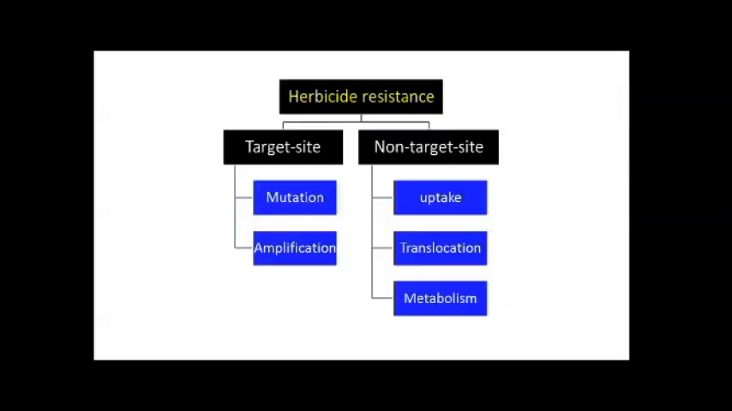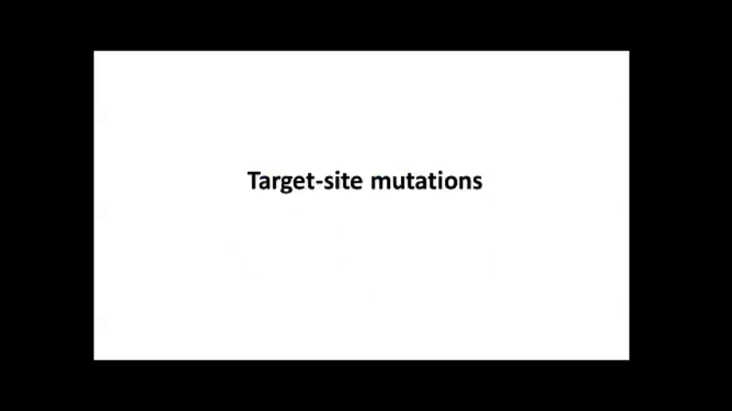Herbicide resistance can be target-site or non-target-site based. Target-site resistance is mainly due to target-site mutation or gene amplification. Non-target-site resistance mainly includes reduced uptake, translocation, or enhanced metabolism. Target-site mutation is one of the common resistance mechanisms, so it's widely studied and reported because it's easy to start.